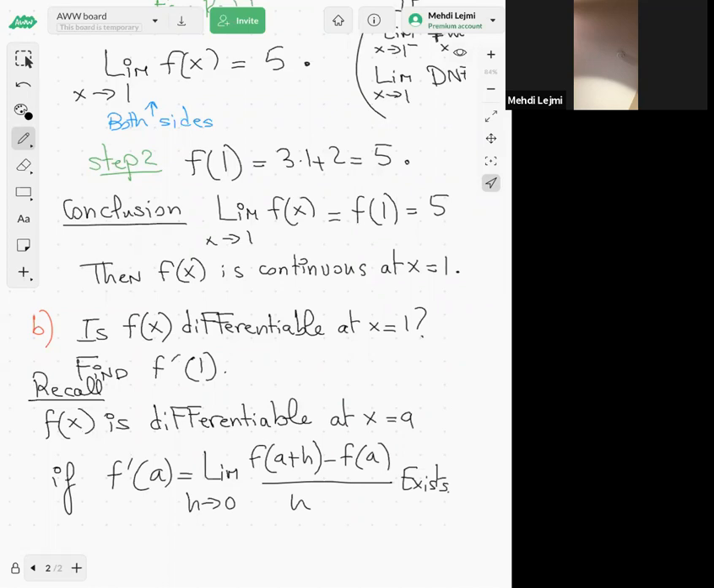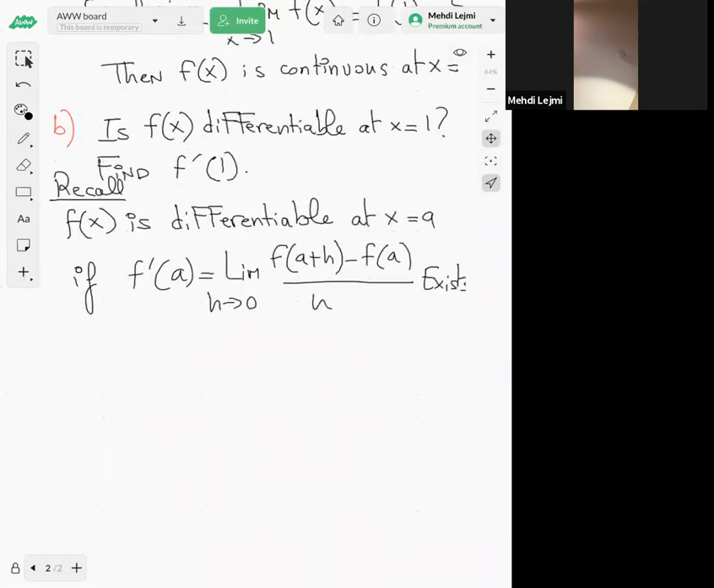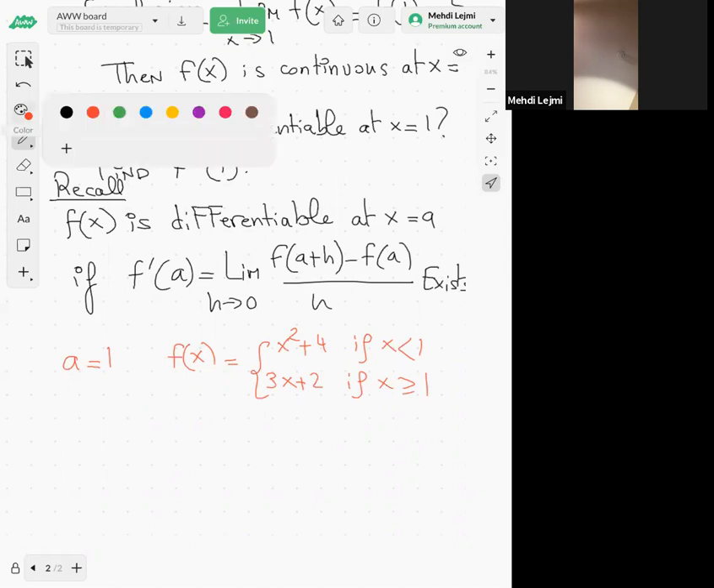Now, in our case, a is 1, right? So in our case, a is 1, and of course, f of x is x squared plus 4 if x is less than 1, and 3x plus 2 if x is larger or equal to 1.